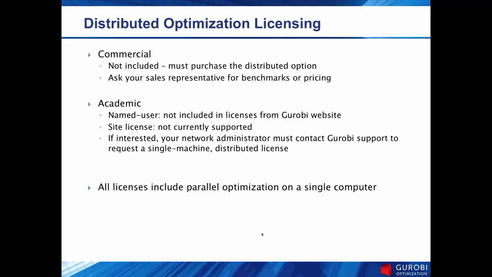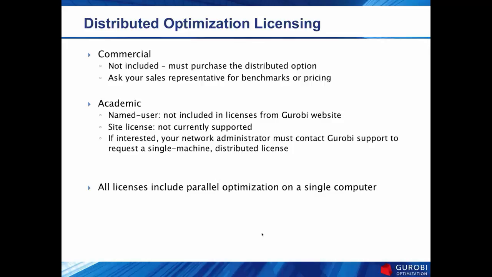So last but not least, how do you get to use this? You do need this change in licensing. So for commercial customers, the distributed optimization licenses are not included by default. You must purchase the distributed option, and it's very easy to get. All you have to do is ask your sales representative. But the nice thing is, if you contact your sales representative, we at Gurobi will be happy to perform a benchmark for you, take your sample models and run them on our hardware to say whether or not you could get a benefit from distributed optimization, and if so, what kind of a speedup you can get. And of course, you can also ask your sales representative for pricing information.